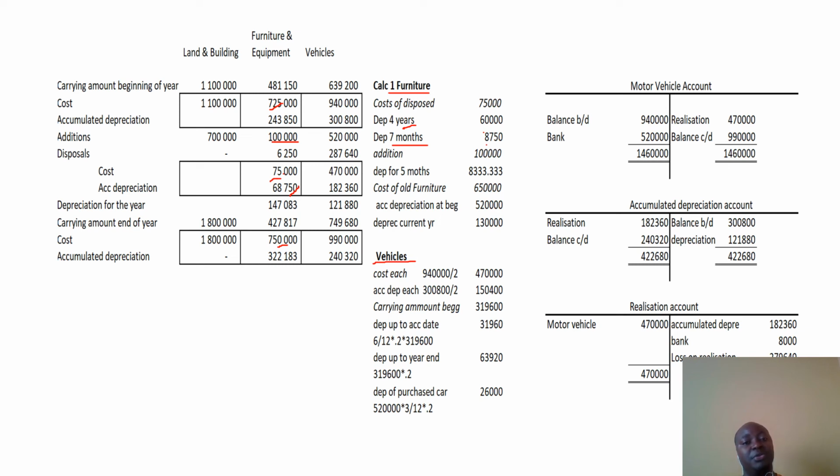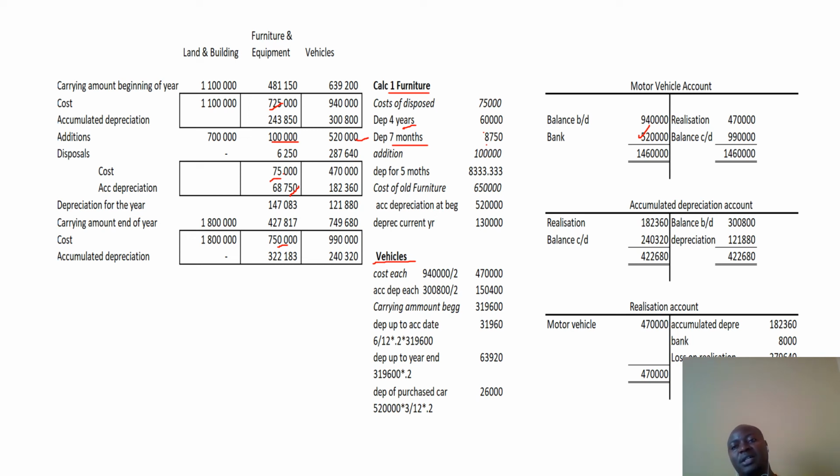You complete all this table using the figures that are here, and then you create your motor vehicle account, which is the part B of the question, your accumulated depreciation account, your realization account. So basically those are T accounts. Assets are increasing on the debit, reducing on the credit. With the motor vehicle account, you have a balance of 940,000, and you had the motor vehicles that were bought for 520, these ones.